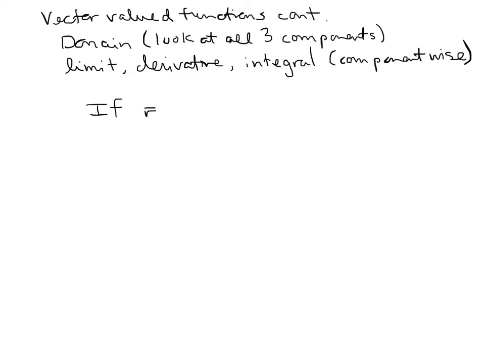Okay, so some other facts. If r of t is position, so if the vector-valued function is describing the position of some particle or of something, then if you take the derivative of it, and this should be pretty intuitive, the derivative is going to equal the velocity vector.